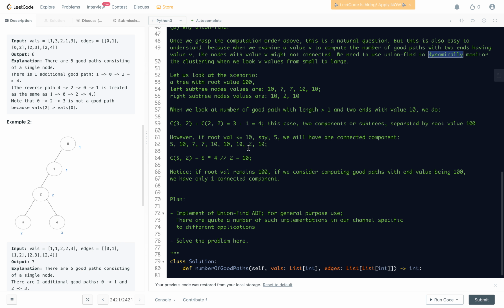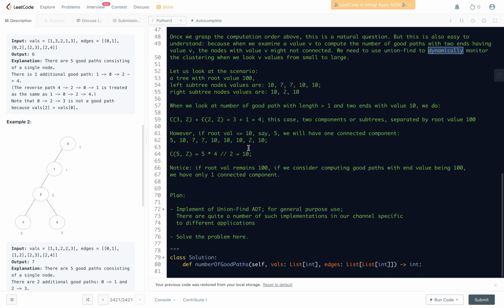But in that case, because we have only one 100, the number of good paths with both ends being 100 is 0, because we have less than 2 nodes with value 100. So that's the analysis. Now the plan for this problem is the following.